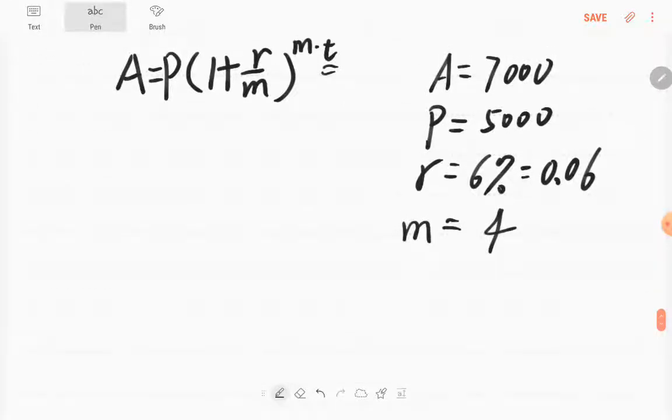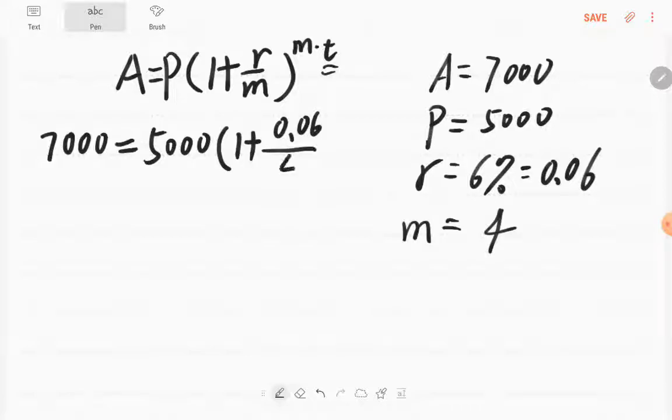Okay, so we plug in everything. So this would be 7,000 equals 5,000 times (1 plus 0.06 divided by 4) to the 4 times T. So now let's divide 5,000 on both sides. So this would be 7,000 divided by 5,000, which is 7 over 5, or you can use 1.4.